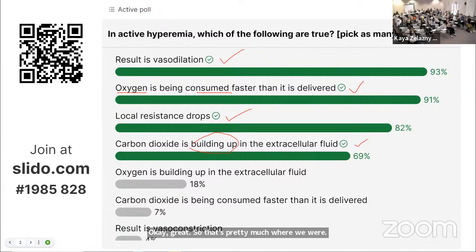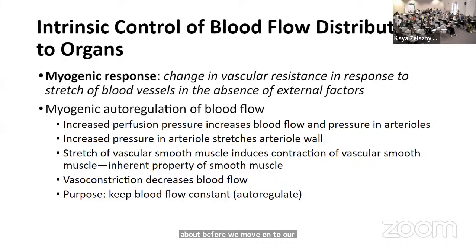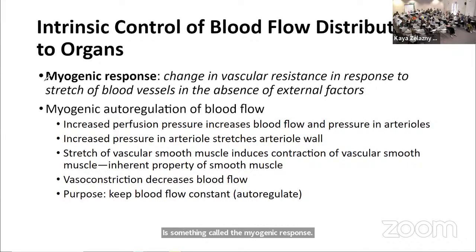We've got one more intrinsic factor to think about before we move on to our extrinsic factors. Okay. So our final piece of our intrinsic control of blood flow to our organs is something called the myogenic response. Okay. So we've seen this root myo before. Anytime we see myo, we're thinking muscle. Myo means muscle in anatomy and physiology. So this is a muscle response. Genic is kind of like genesis, so generated by the muscle is the myogenic response.